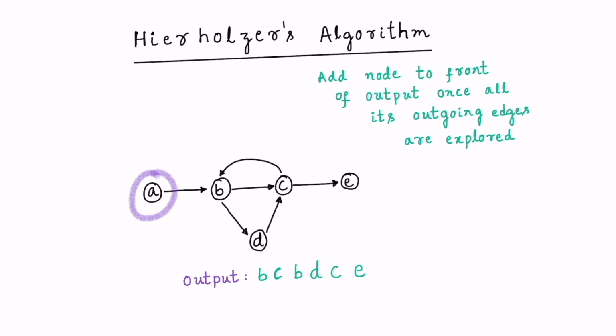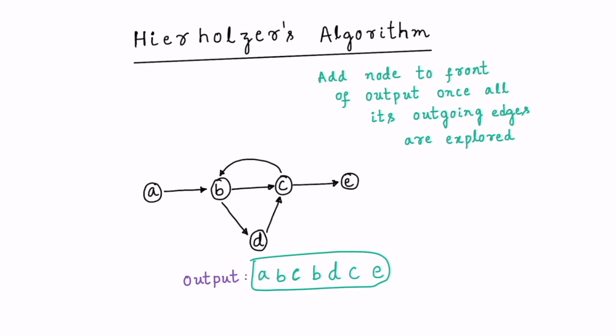Similarly, there are no more outgoing edges from A, so we add A to the output and our algorithm ends here. I've added A to the output over here, and this is a valid Eulerian path.